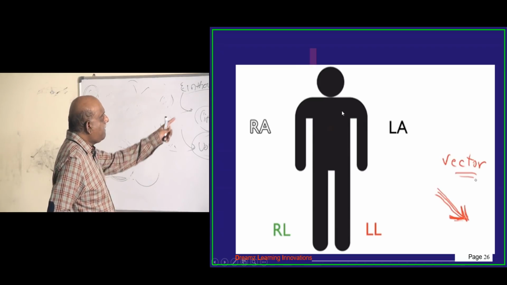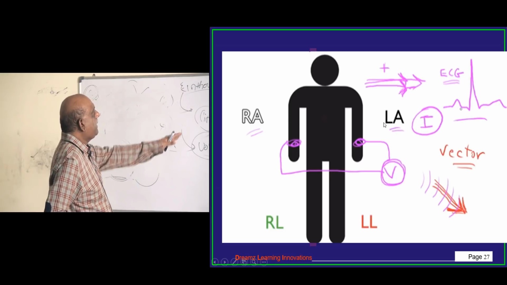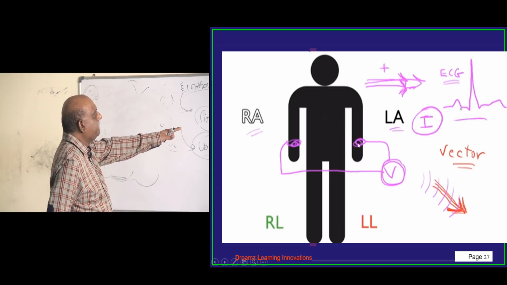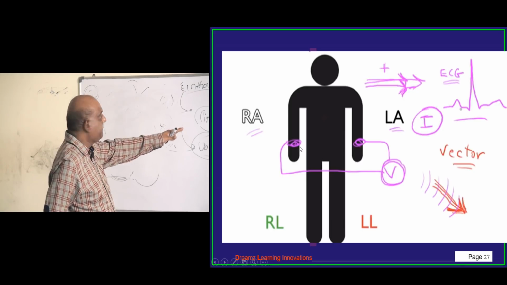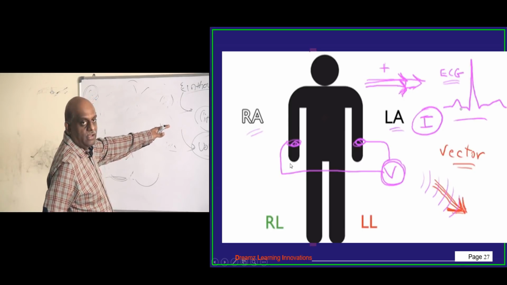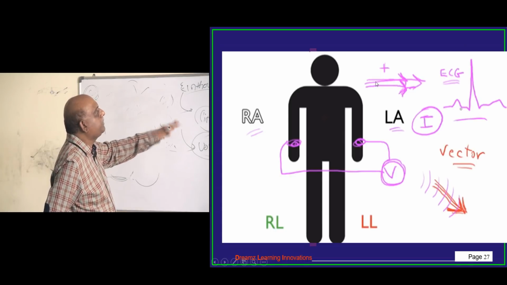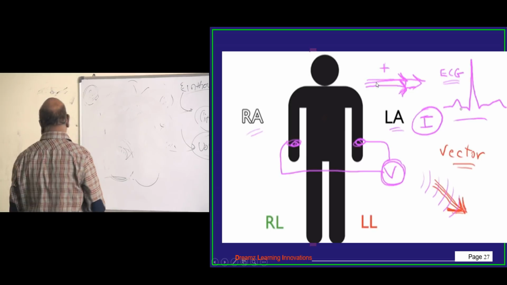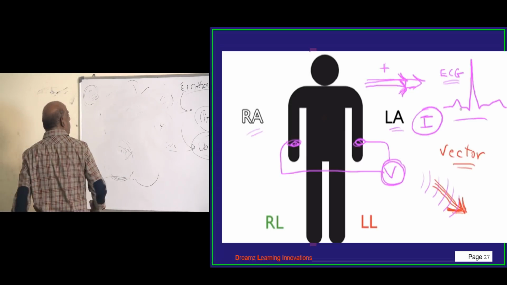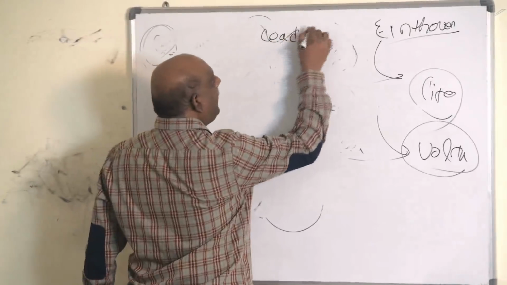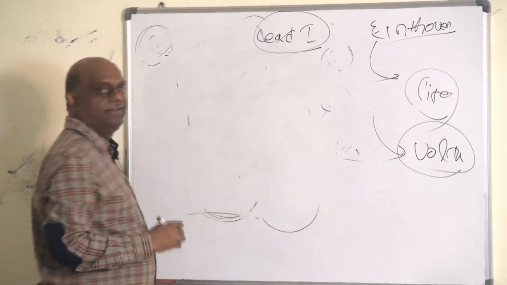So, this right arm and left arm are there, no doctor? What he did, he made a positive electrode connected to the left arm and a negative electrode to the right arm and connected it to a voltmeter, and it has shown a positive deflection. So this is called lead 1.